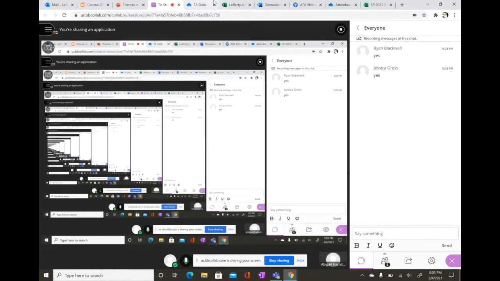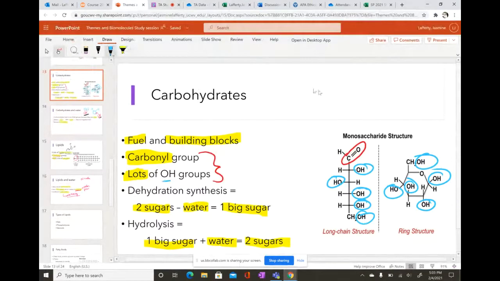Yes, thank you. Okay. So a lot of OH groups. That's the one major way to identify a carbohydrate. Now, dehydration synthesis, I kind of broke this down for you in an equation. For dehydration synthesis, you have 2 sugars. You take out a water, you get 1 big sugar. Hydrolysis, you have 1 big sugar. You add water, you have 2 sugars.